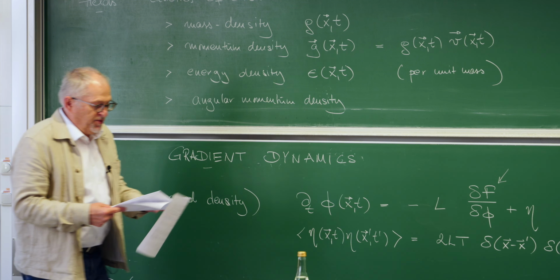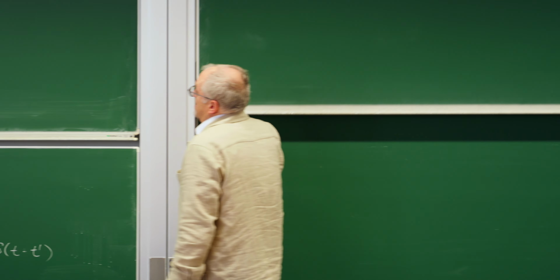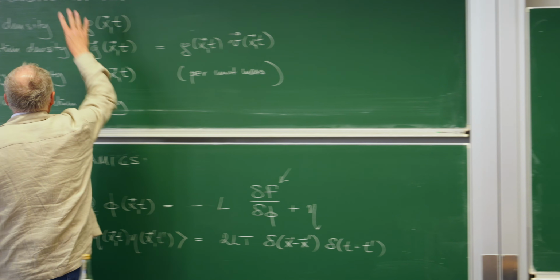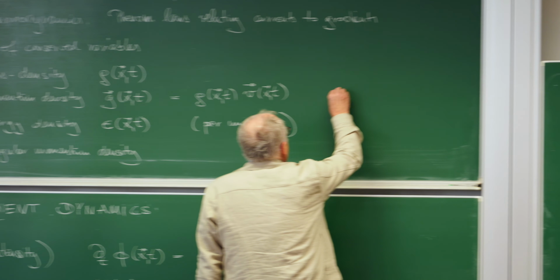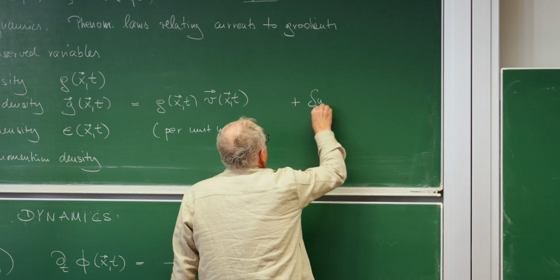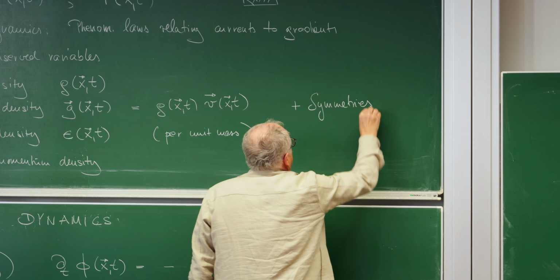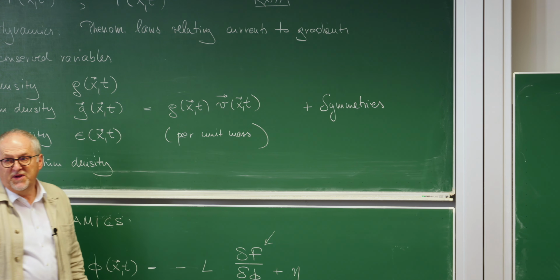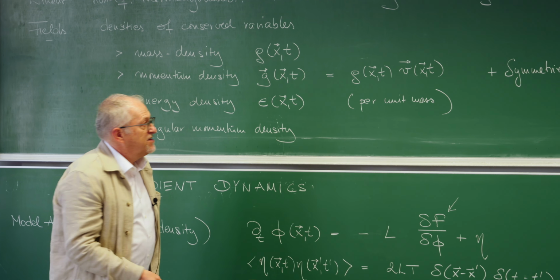So those are the variables. And now we need to construct the equation of motion, where I use all these things that you have here. And of course, what I shouldn't forget here is that all the symmetries that are in the system need to be accounted for. And for a fluid, this is rotational symmetry and translational symmetry.